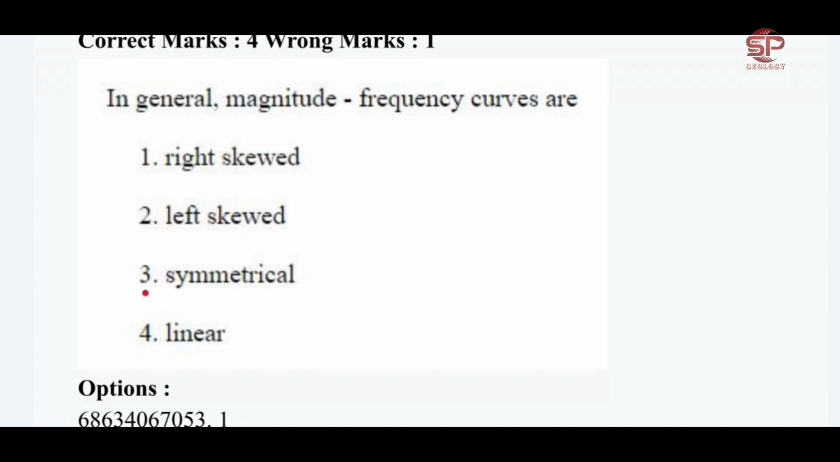In a general magnitude frequency curve, what does magnitude frequency mean? Whether it is a grain size magnitude frequency scale or another thing. If it is a grain size magnitude frequency scale, it can be right skewed, left skewed, or asymmetrical. So a conclusive answer cannot be given. The question is not clear.